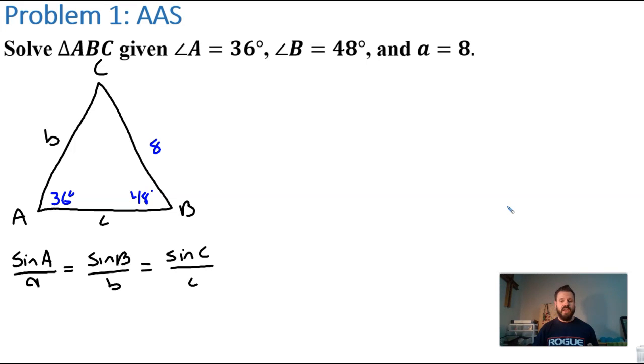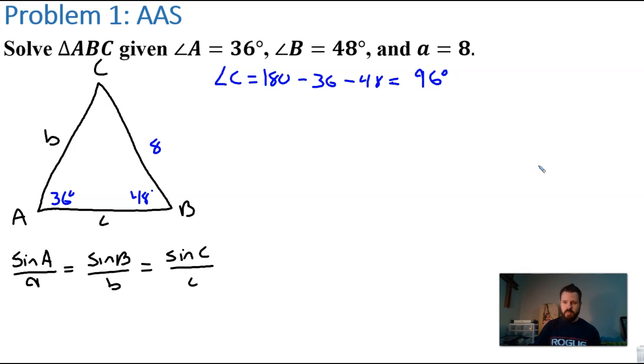I can find angle C without any trigonometry involved. I can get that right off the bat. Anytime you know two angles of a triangle, you can always find the third by subtracting from 180. So angle C is equal to 180 minus 36 minus 48, because the three angles of a triangle always add to 180. When I do that, I end up with 96 degrees. So I suppose we can fill that in right off the bat.